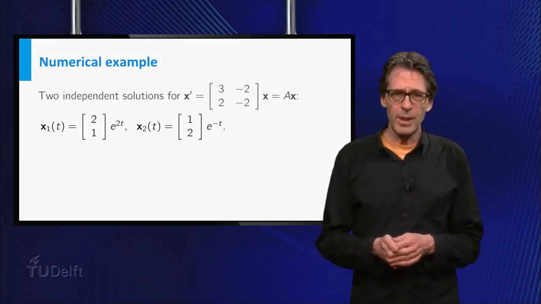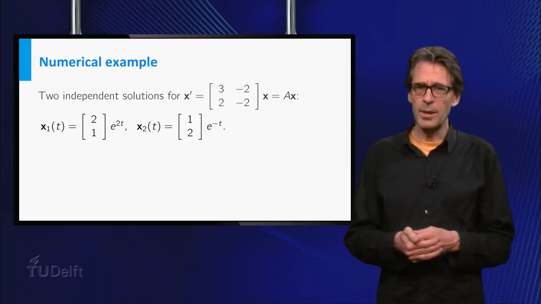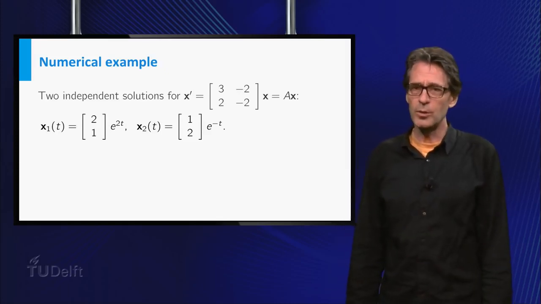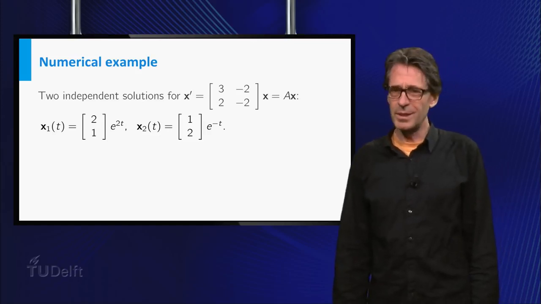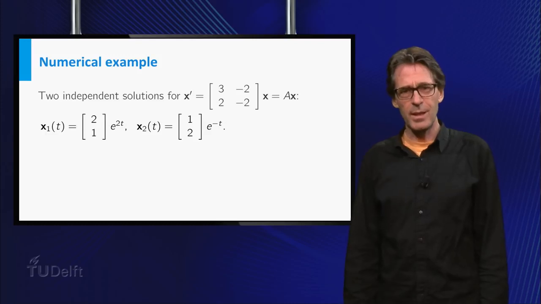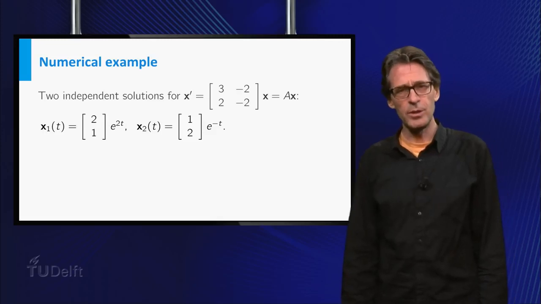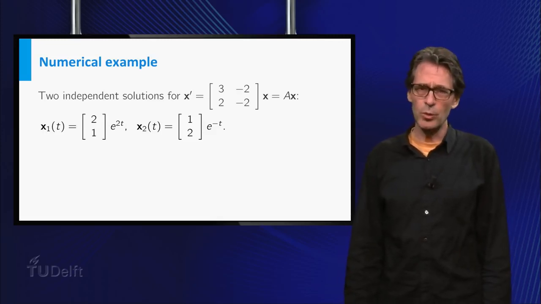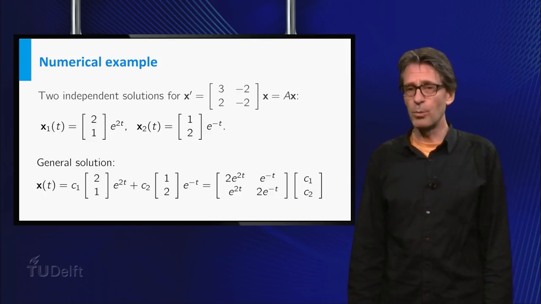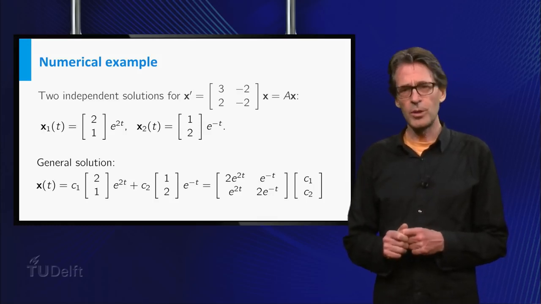For the system x prime equals A times x, we thus find two different solutions: (1, 2) times e to the power minus t, and (2, 1) times e to the power 2t. Note that the solutions are linearly independent, which in this case means that neither of the vector functions is a multiple of the other. Because the system x prime equals A times x is a linear system, it follows from elementary properties of matrix multiplication and differentiation that every linear combination is a solution as well. In fact, these are all possible solutions, but this I will not prove here. So the general solution becomes as shown here.